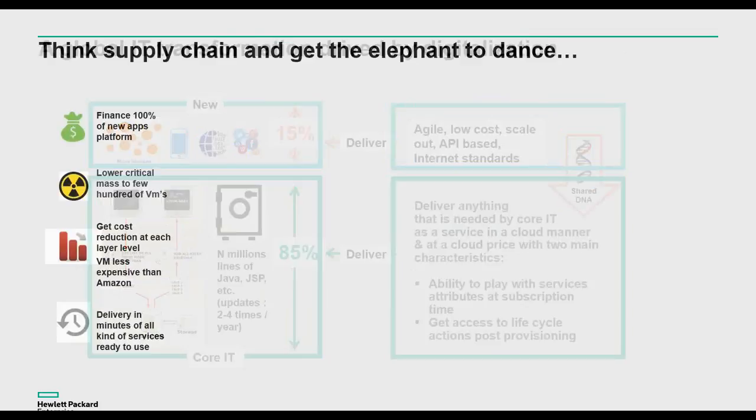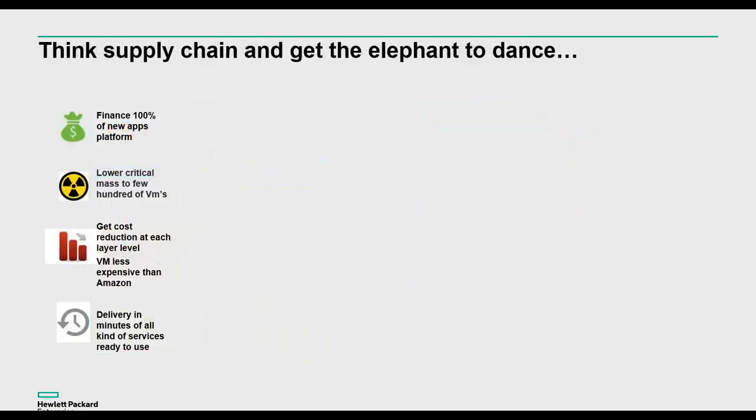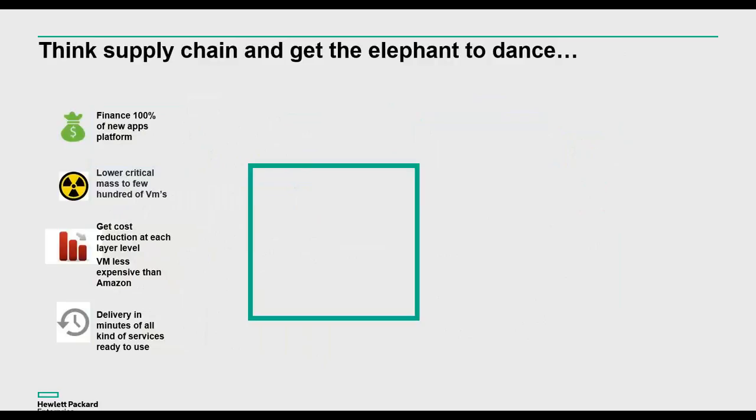So when we want to implement this in HPE software, what we recommend is really getting the big IT elephant into the dance. Priorities: being able to finance the new applications and new platforms, being able to lower the overall cost of the traditional IT while making it more agile, being able to deliver in minutes instead of the months or weeks it can take today.